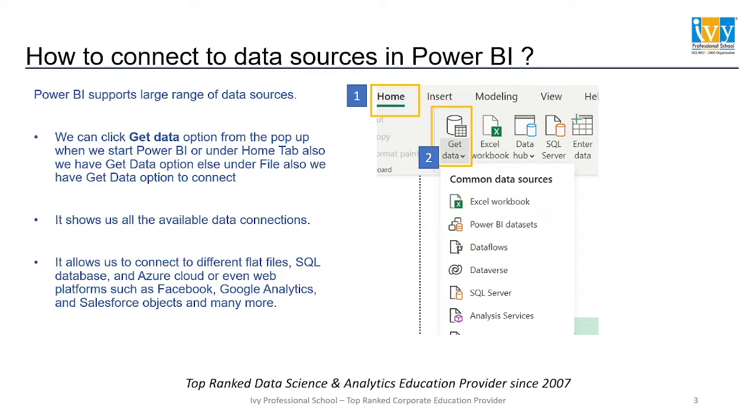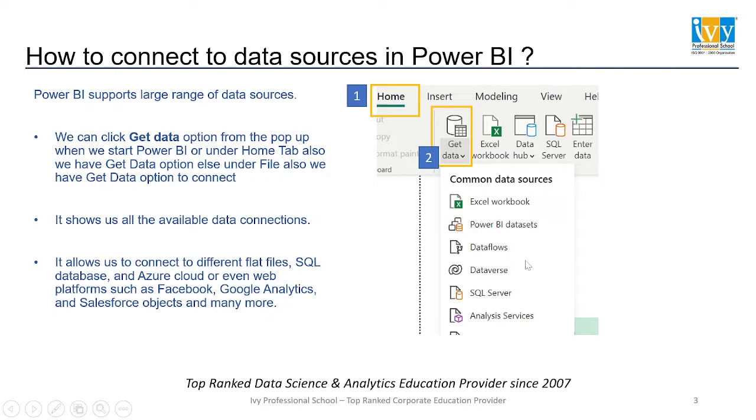So the first option is, when we start the Power BI application, on the left hand side you can see the get data option pops up. We can click on get data option and import data sets from different sources. The second option is, again, you can go inside Power BI. Under the home tab you have the get data option, as you can see in this image, and connect to different data sources.